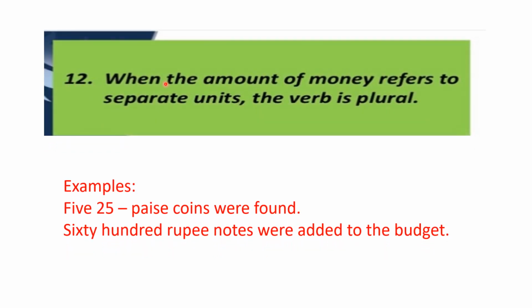The 12th rule: when the amount of money refers to separate units, the verb is plural. Look at the following examples. Five 25 paise coins were found. The second sentence: sixty 100 rupee notes were added to the budget. So when the amount of money refers to separate units, the verb that you use is always plural. So this is a plural verb. Five 25 paise coins were found, and here sixty 100 rupee notes were added to the budget.